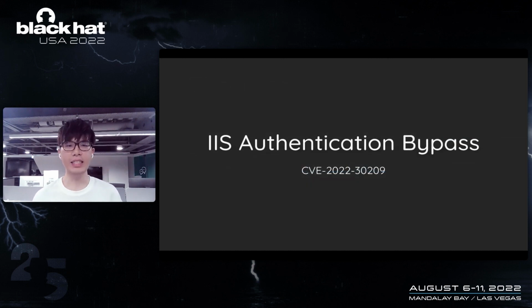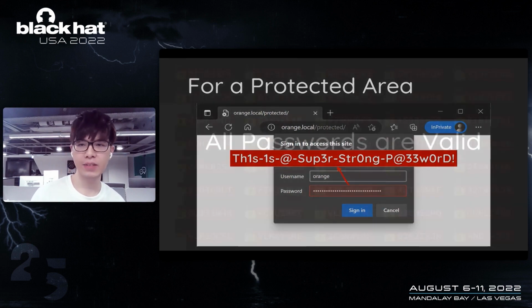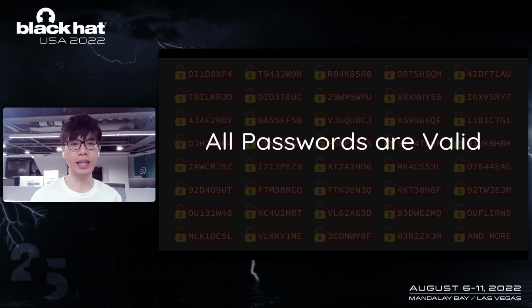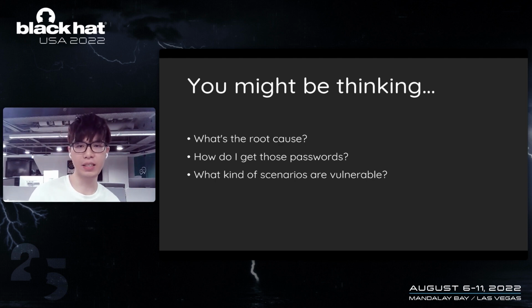Okay, our last case is the authentication bypass. Back to our opening, a super secret area, which is protected by a super strong password. Under the design of the IIS, all of these passwords are valid. I guess you might have several questions and be thinking, what's the root cause? Or how do I get those passwords? Or suspect this must be an edge case. What kind of the scenario is vulnerable?